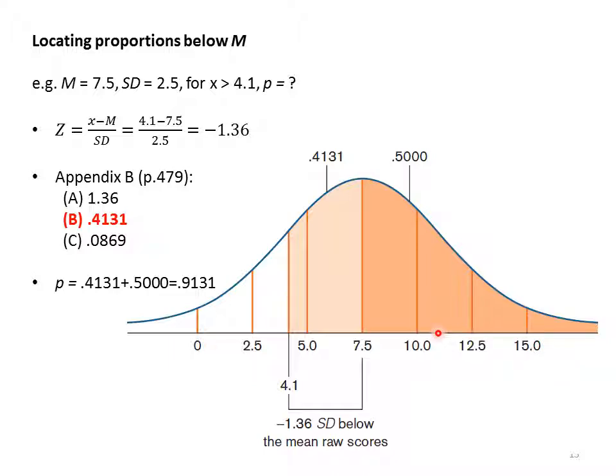So you go into Appendix B on page 479 and look for 1.36 in column A. And column B should be the size of this area, the pink area. So your probability will be the pink area plus 0.5, and it is 0.9131.